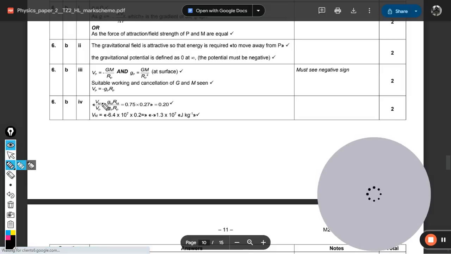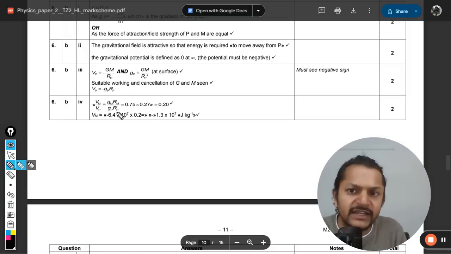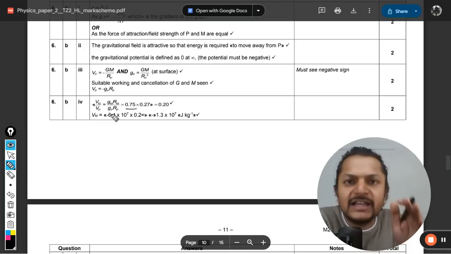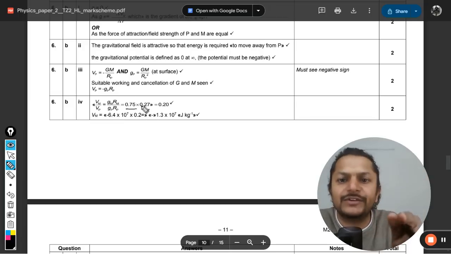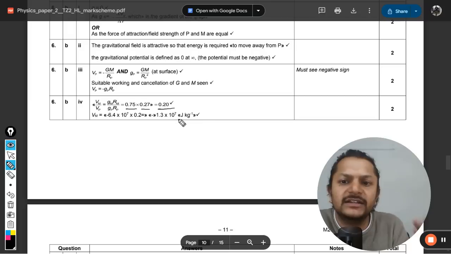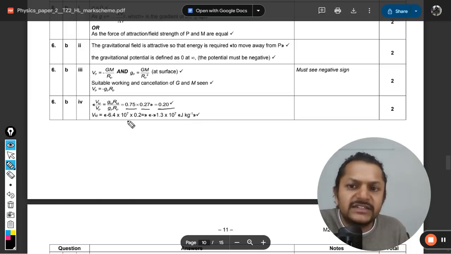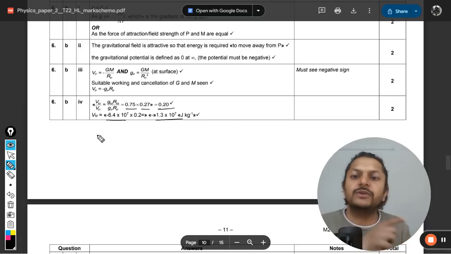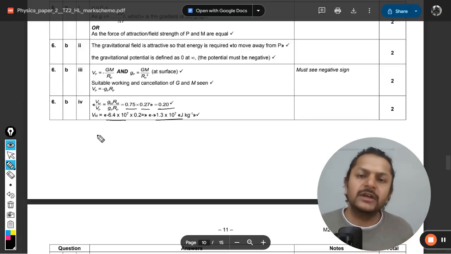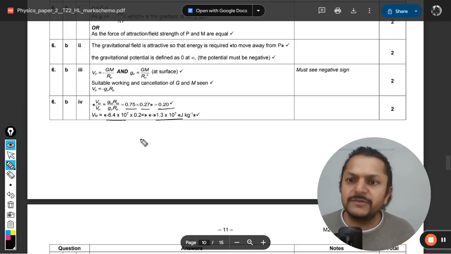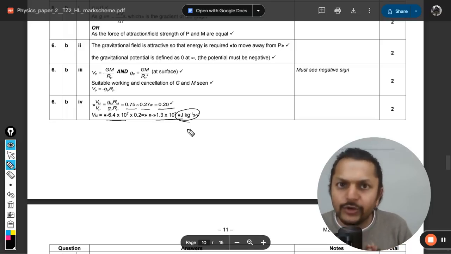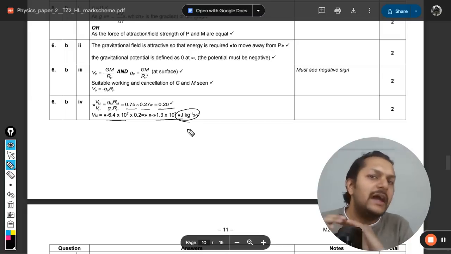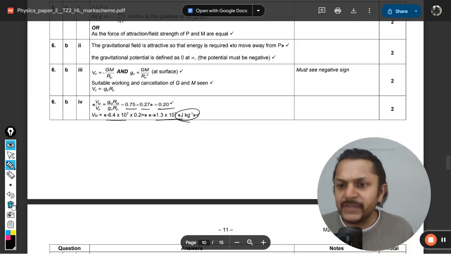Yes, they are also doing the same thing. Vm divided by Vp is Gm by this. This is 0.75 as we found in part A. This value 0.27 is given in the question. Substitute the value and you're getting 0.2. Vp is taken from the graph, that is this. We multiply it and the answer is negative 1.3 times 10 to the power 7 joule per kg. Be concerned with the unit also. That is very, very important. Always write the units, and we are never going to work without units.